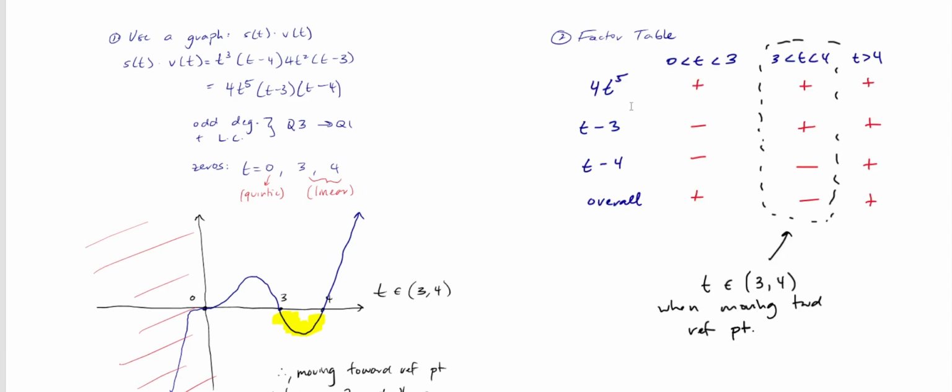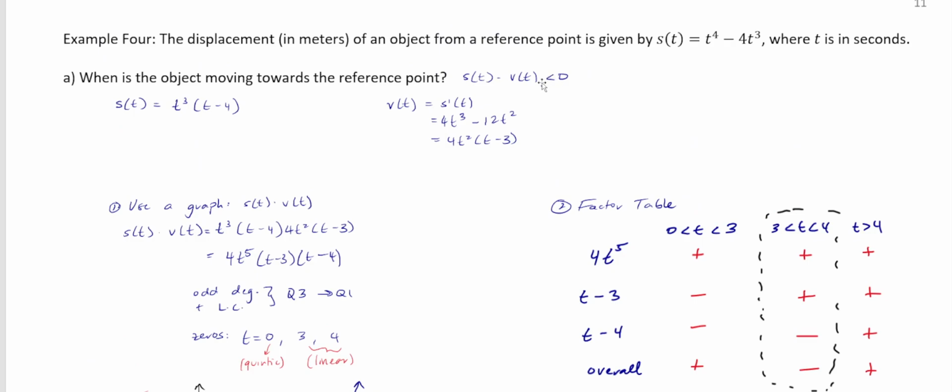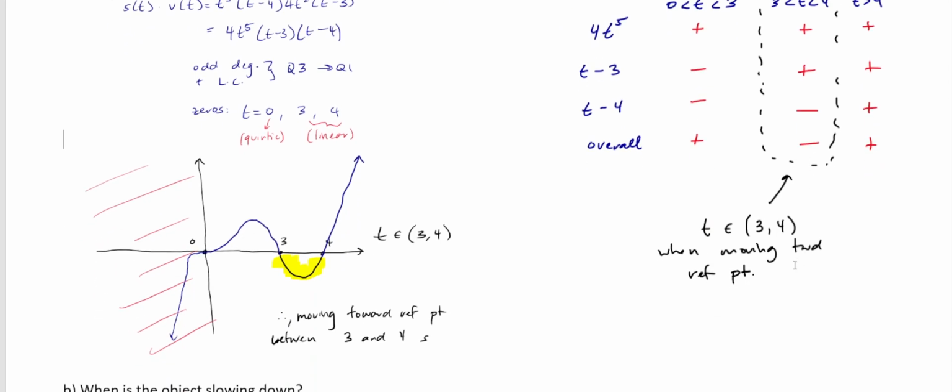Okay, so this is the factor table right here. My first factor is 4t to the power 5. My second factor is t minus 3. My third factor is t minus 4. And then I look at overall. Then along the top, I look at the zeros, noting that I never go below 0 because it's time. Time only goes in positive directions. So we have between 0 and 3, 3 and 4, and above 4. And I recall that in order to be moving towards the reference point, the product of the two functions has to be negative. So I'm looking for the negative value right here, and I find it is between 3 and 4.